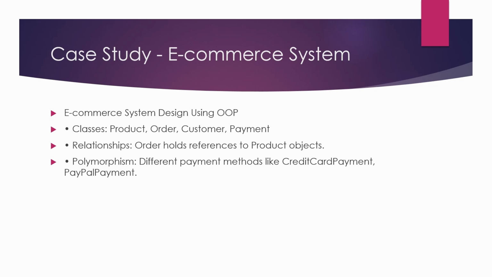Next, let's examine an e-commerce system. In this system, we could have classes like product, order, and customer. These classes represent key entities in the e-commerce domain. Inheritance is useful for distinguishing between different user types such as customers and admins. Polymorphism allows actions like payment processing to differ based on the method chosen, such as credit card or PayPal. This structure supports scalability and flexibility in e-commerce applications.